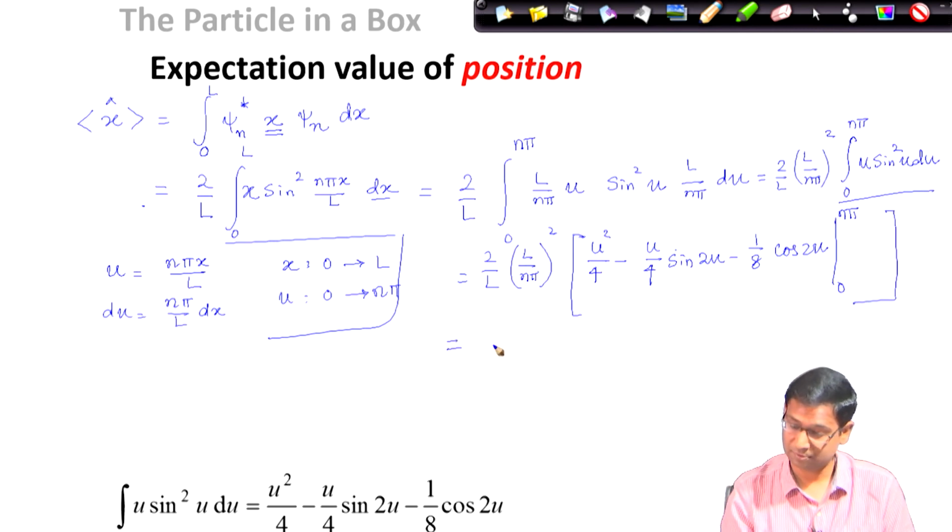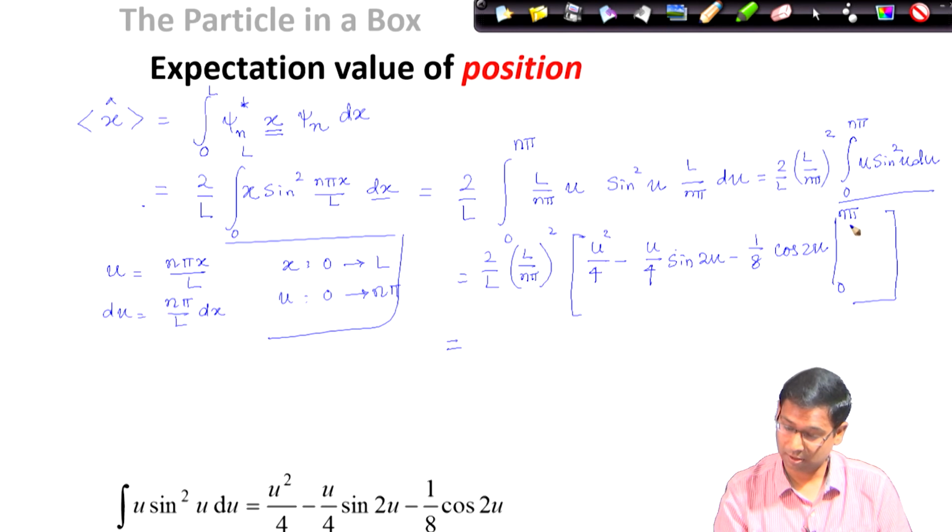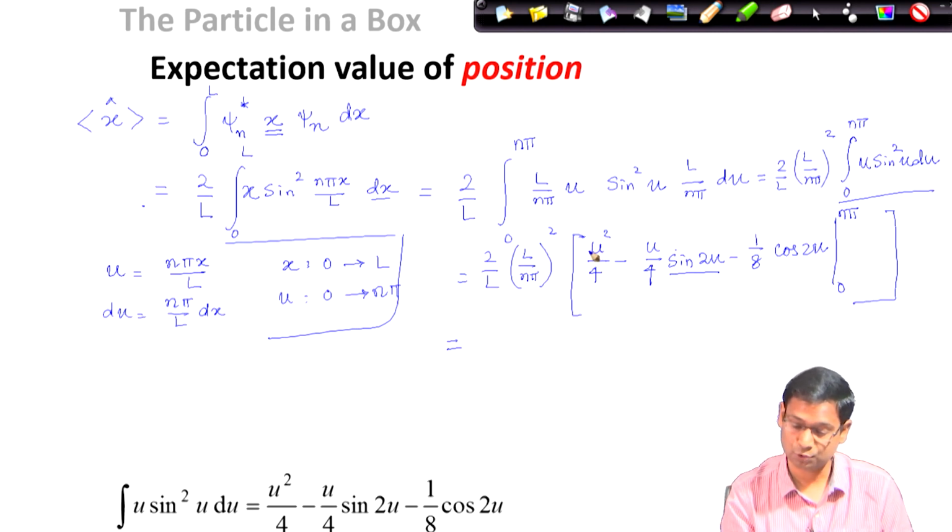When you look at this function, u goes from 0 to n pi. So, the cosine function will go from cos 2 n pi to cos 0, both are 1. Therefore, cos 2 n pi minus cos 0 is 0. Similarly, sin 2 n pi minus sin 0 will again become 0. So, the second term and third term will not contribute anything. I am left with only the first term, and when u is n pi, I have u square as n square pi square, and when u is 0, this term becomes 0. So, essentially the integral evaluation becomes much simpler.